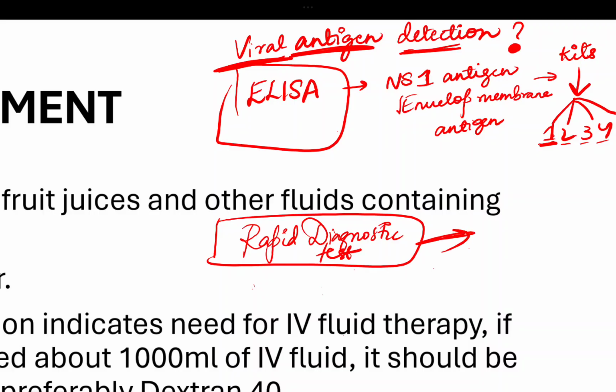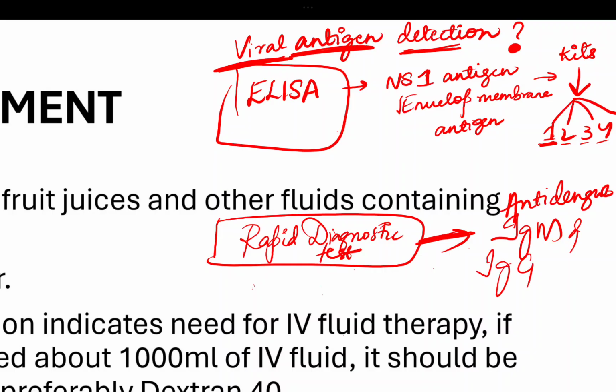The rapid diagnostic tests will show the anti-dengue IgM and IgG antibodies, and they are producing results within 15 minutes. They will show us the results.